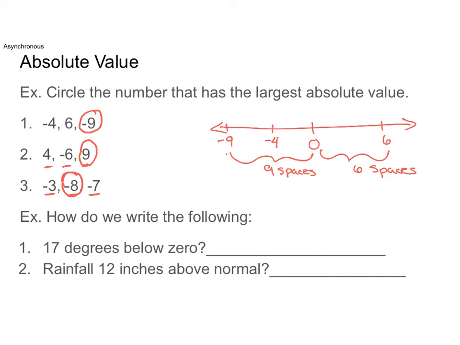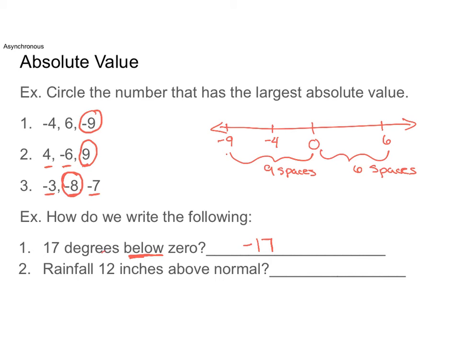All right, so how do we write the following? So in your guided practice and independent practice, we're going to be having to represent what actually integers mean in the real world. Okay, so it says 17 degrees below 0. If it's below, we're talking negative. Okay, so how you'd represent that is -17. So that means that it's below 0. It's 17 degrees below 0.